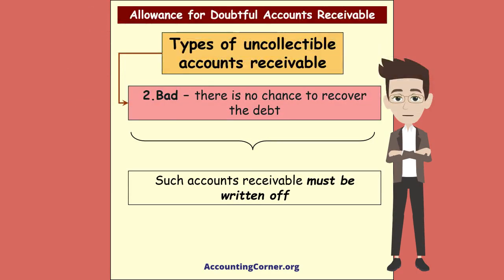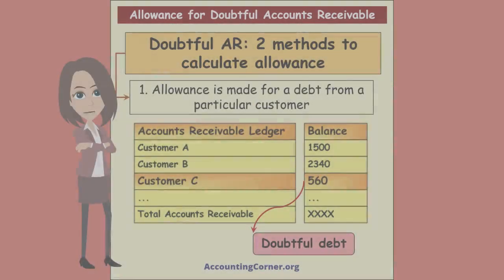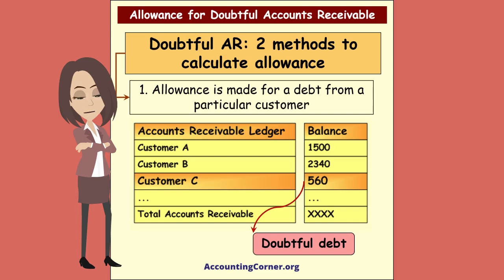As mentioned, bad debts are accounts receivable that are unlikely to ever be collected. These debts must be written off completely, as there is no longer any expectation of payment. To account for doubtful accounts, businesses set aside an allowance. This allowance is a buffer to cover potential losses from customers who may not pay their debts on time or at all. The first method for calculating the allowance for doubtful accounts is to evaluate each customer individually. If a customer's ability to pay is in doubt, an allowance is made for that specific debt.